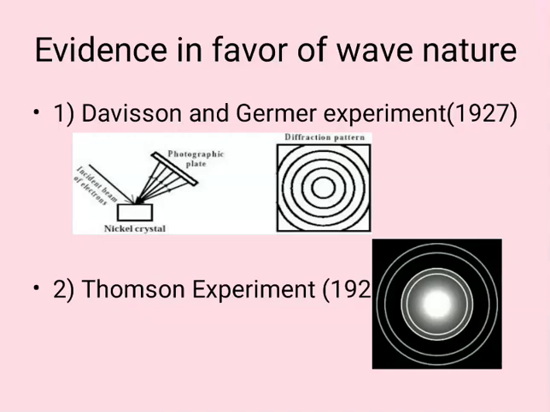Similarly, Thomson also repeated a similar type of experiment. G.P. Thomson in 1928 used a thin foil of gold instead of nickel crystal, and he also observed similar diffraction patterns for the electron beam. That also suggested the wave character of electrons.